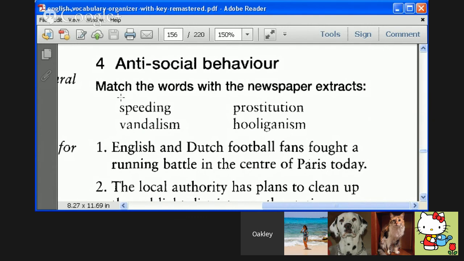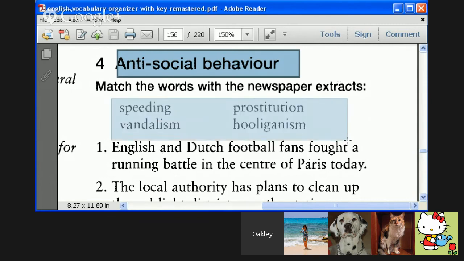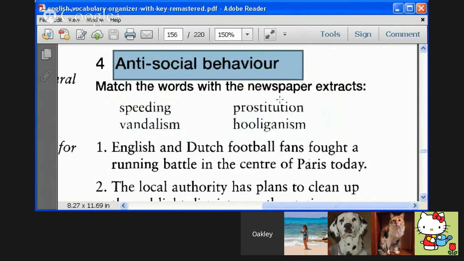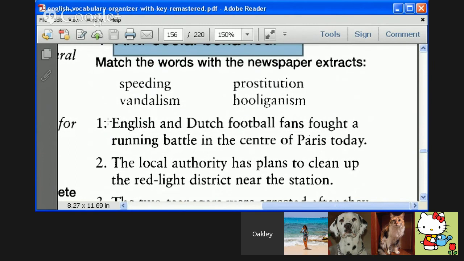Okay, let's talk about more anti-social behavior. We're going to read short newspaper extracts and decide what anti-social behavior we are talking about. All right, let's continue here. Mauricio, number 1.